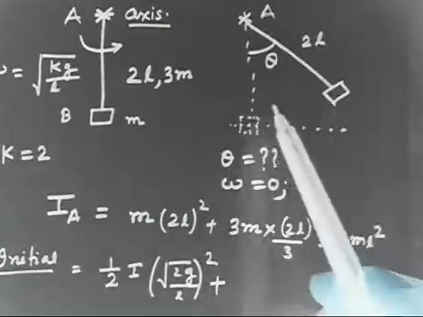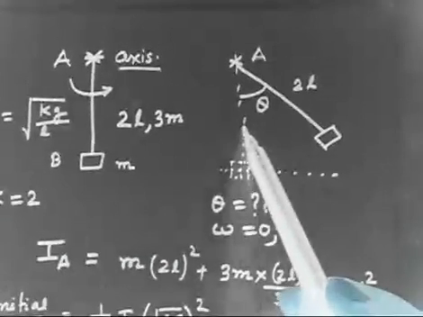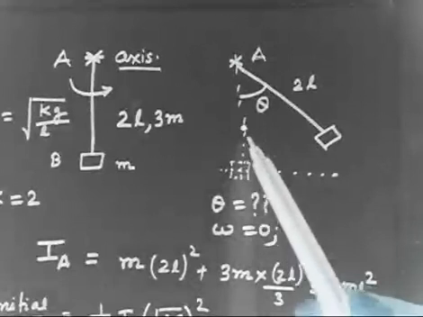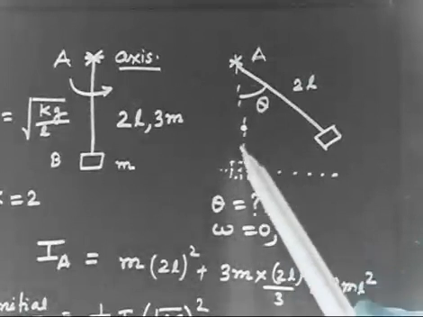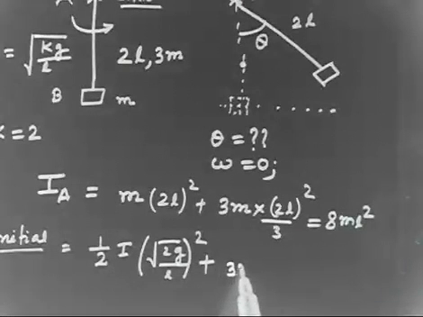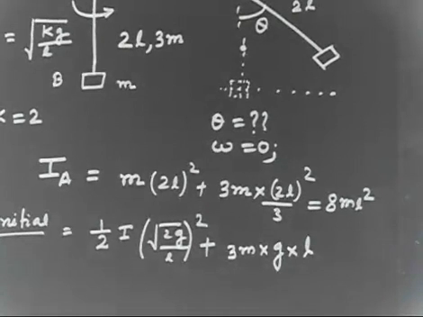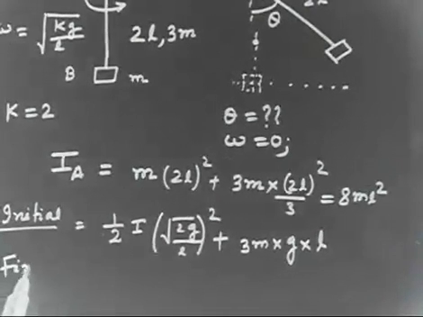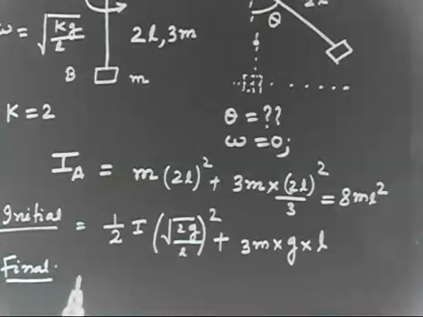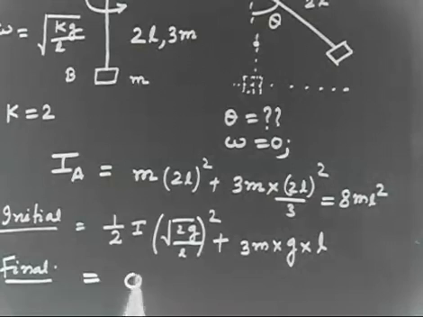Now the rod will have a potential energy, total rod length is 2l. So I can say the center of mass of the rod is initially here, at a distance L above. Total length is 2l, so this is L above. So I can write mass 3m, g, into h, where h is nothing but L. Now let us say the final kinetic energy plus potential energy. So the final energy I can write. In this case, finally the half I omega square will be 0, because omega is 0 finally.